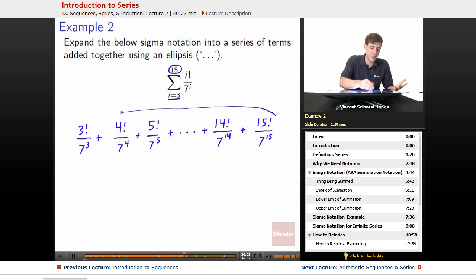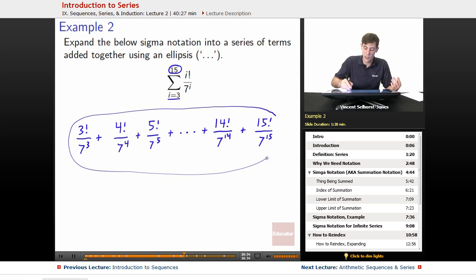We've expanded the sigma notation into a series of terms. And we don't necessarily have to write out all of these. We could certainly get away with not writing the 14 factorial over 7 to the 14. And we might even be able to get away with not writing the 5 factorial over 7 to the 5th. It helps us see the pattern, but it's not absolutely necessary.